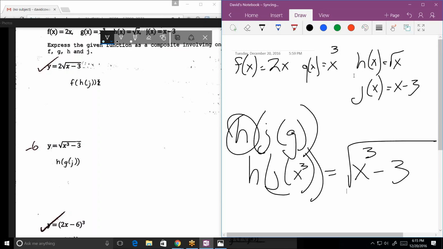However, notice that the first thing you do is figure out which equations need to be involved. Well, clearly it looks like the j function needs to be involved, the h function needs to be involved, and probably the g function. So you just have to figure out how to put those 3 functions together to get your answer.